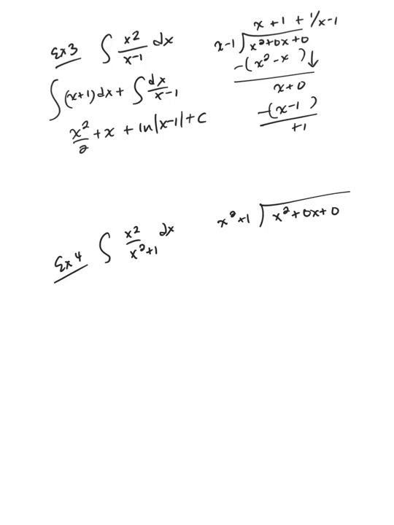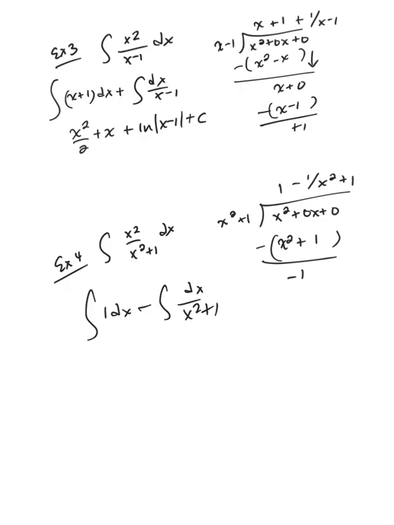Okay, in the last problem, the powers of the numerator and the denominator, the orders, are equal. So I set it up so that it goes in just one time. I multiply by 1. I subtract this. Okay, so I end up just getting negative 1. So that's my remainder over my divisor. So this becomes the integral of 1 dx minus the integral of dx over x squared plus 1. So that's just x, and as you know, this is arc tan x plus c.